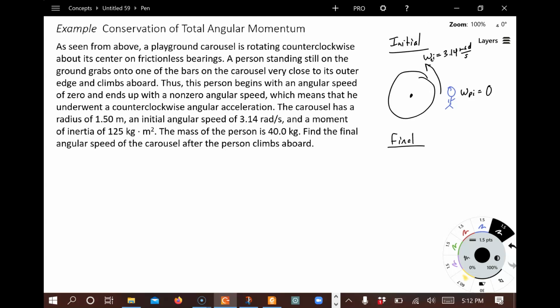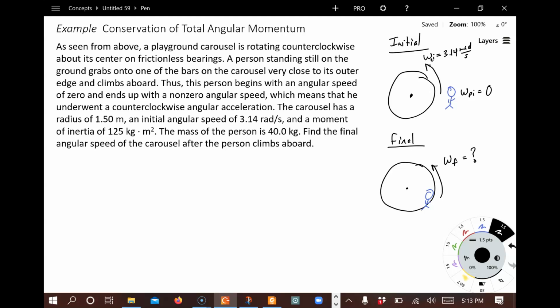Afterwards, that person grabs onto the carousel. So now we've got the carousel rotating, and now the person has jumped onto the edge. And so they're both rotating now with the same angular velocity. So I'm just going to call this omega final, and we don't know what that is, but we're going to try to solve for it.